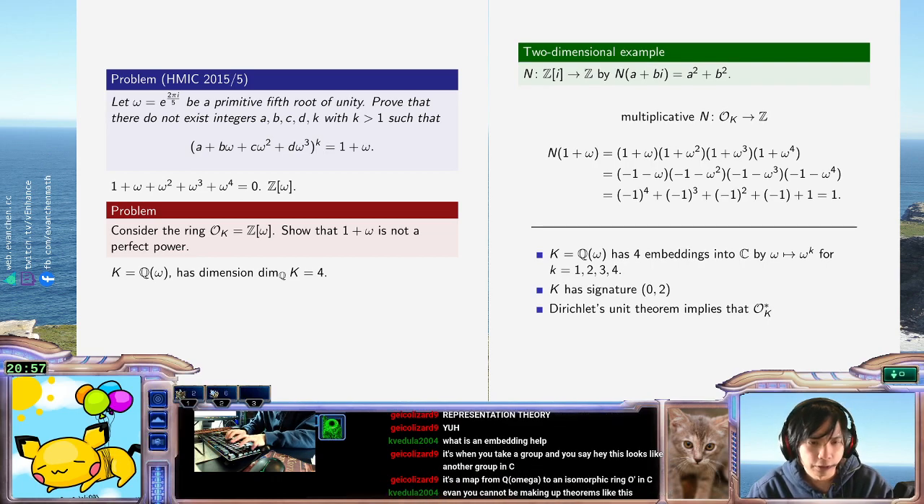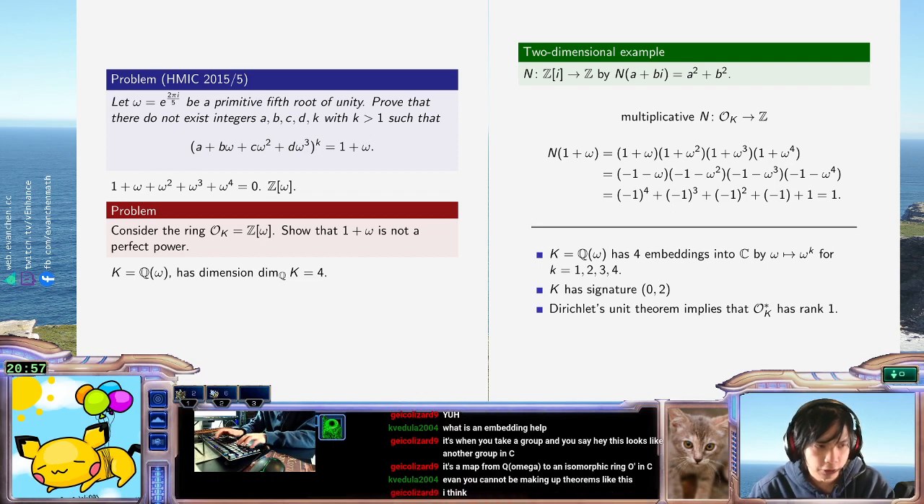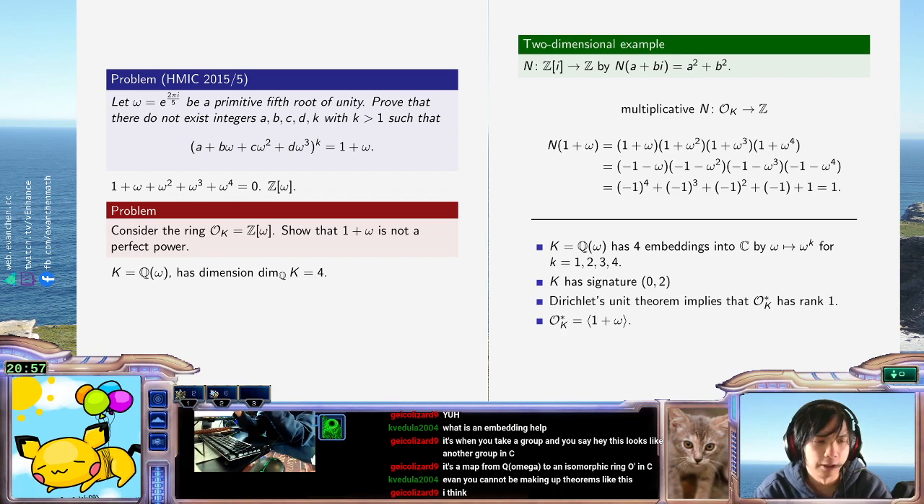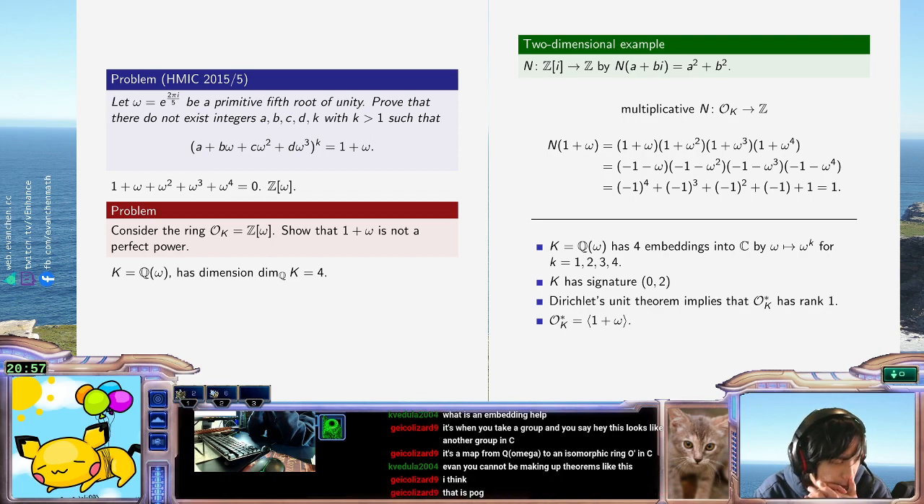So if the problem is going to be true, actually OK star should be exactly generated by 1 plus omega. So if the problem statement is going to be true, what this problem is trying to tell me is that every unit of Q adjoin omega is a power of 1 plus omega. Does HMIC guarantee an elementary solution? Nah.